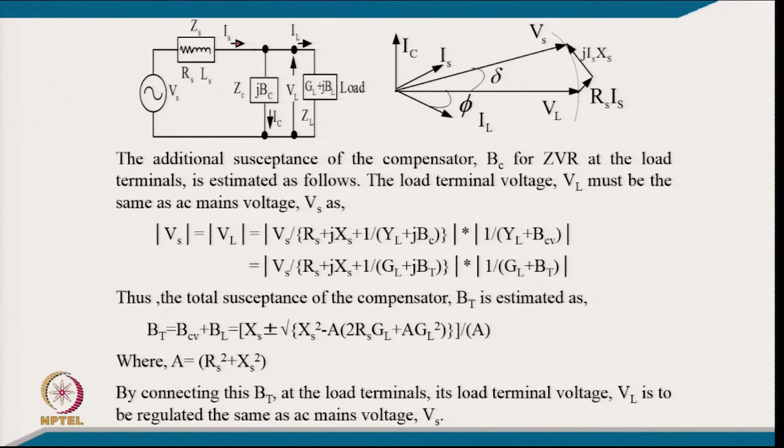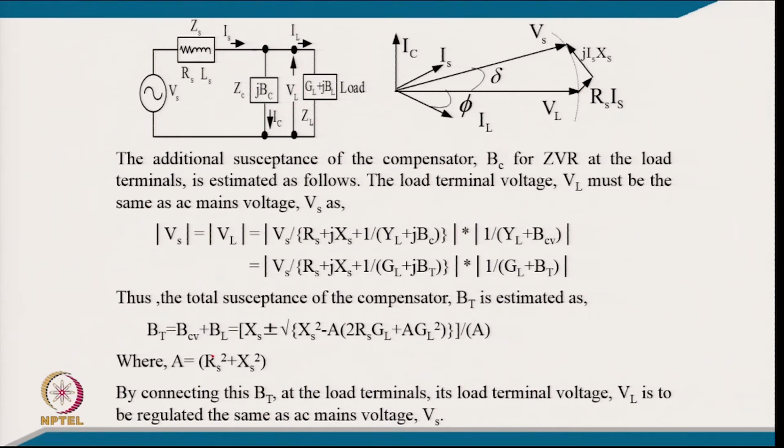The additional susceptance of the compensator BC for zero voltage regulation at the load terminal is estimated as follows: the total load terminal voltage must be the same as the AC voltage. So, Vs amplitude should be equal to VL, and you can find the amplitude of VL in terms of Vs by putting all the parameters of this compensator, load as well as the line, and this comes equivalent to this. Thus, the total susceptance of the compensator BT is estimated from this relation.